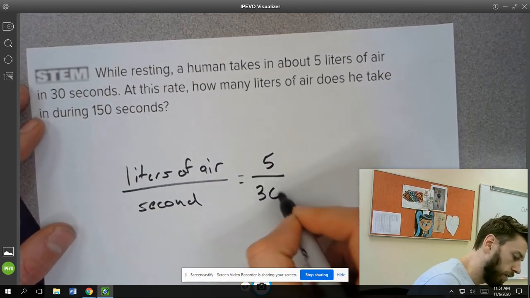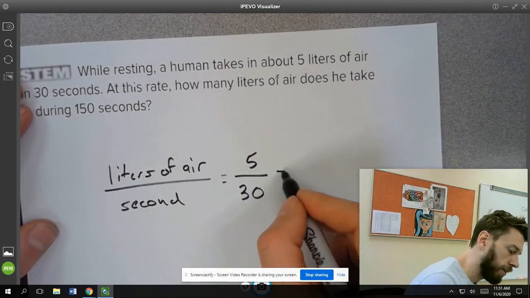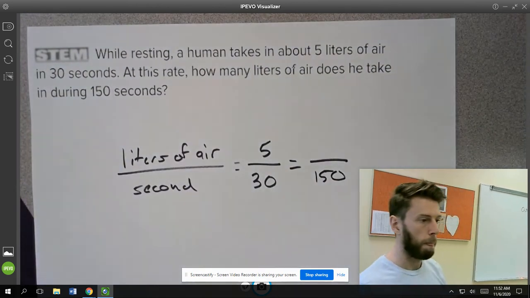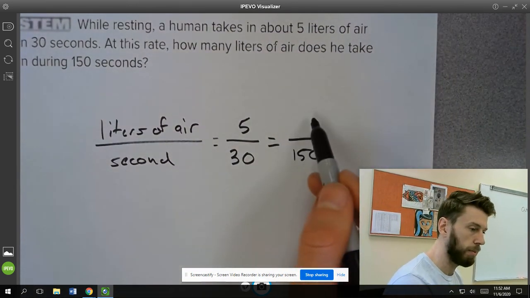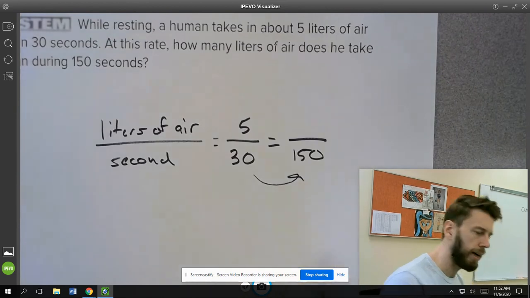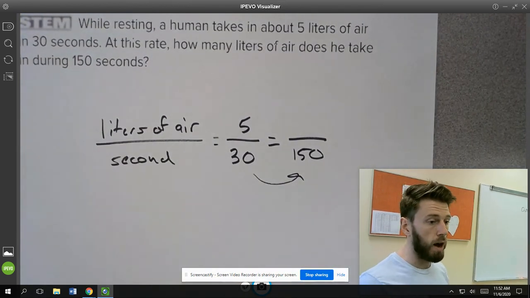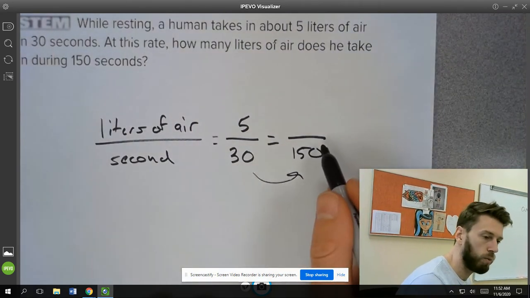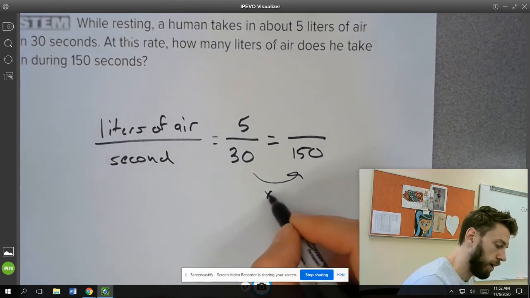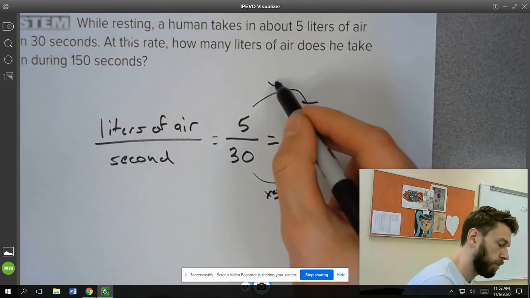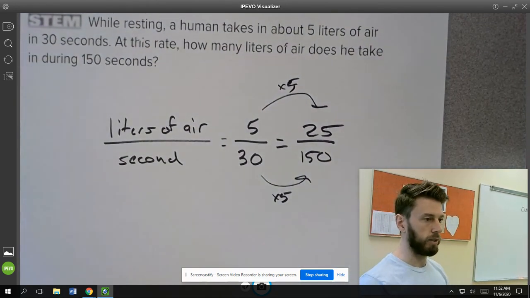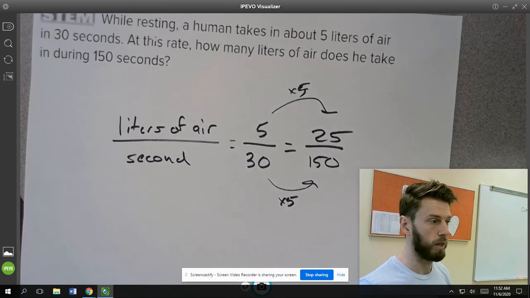So 5 over 30. Okay? And what we're trying to figure out is how much air in 150 seconds. So we need to find this missing number here. So the first course of action is to see, is there a way to get from 30 to 150? If not, then we probably need to take it down to unit rate and then multiply back up, like a 2-step, make a ratio table. But in this case, it's kind of nice because 30 will multiply up to 150. 30 times 5 is 150. So we can just multiply the top times 5 and get 25 and find out that the answer is 25 liters of air in 150 seconds.